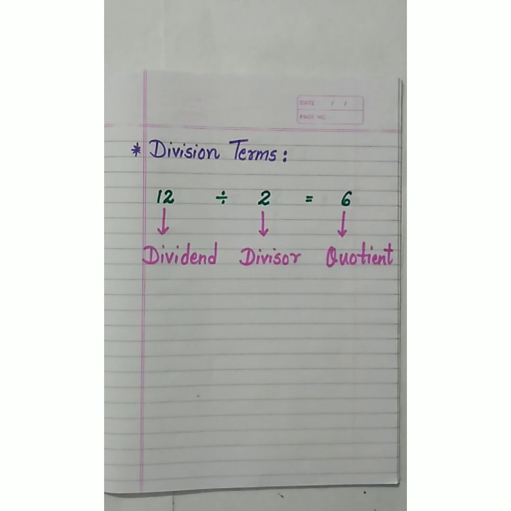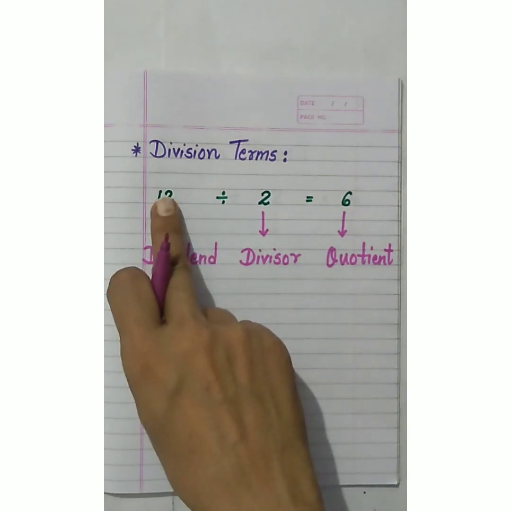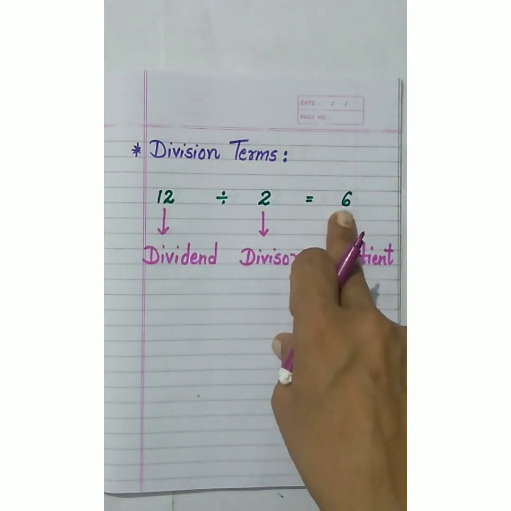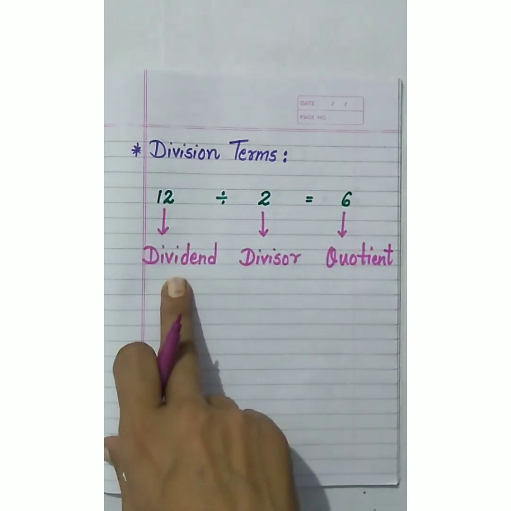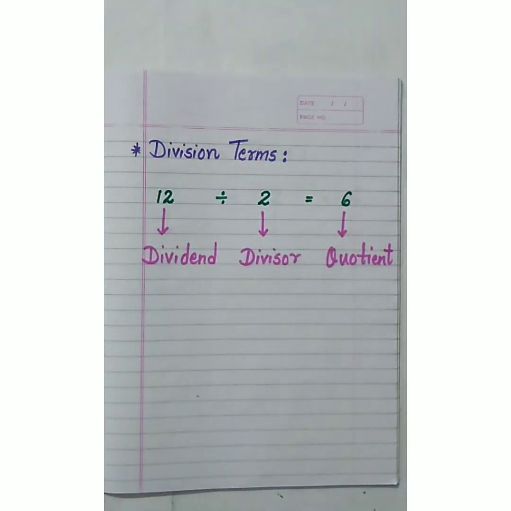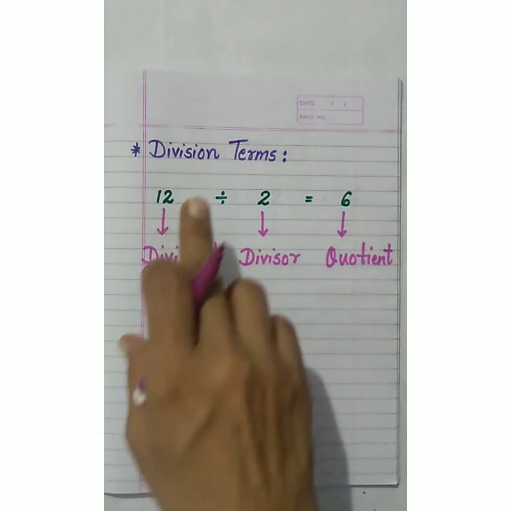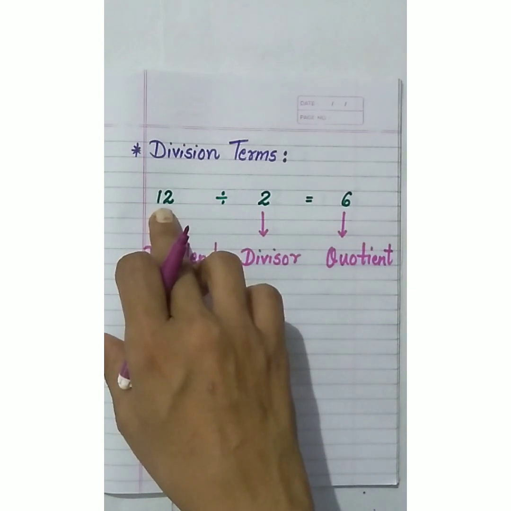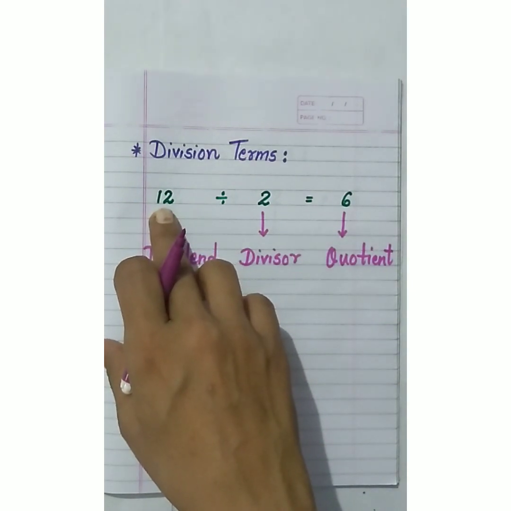Let's see the terms of division. 12 divided by 2 is equal to 6. Here 12 is our dividend. The number which is to be divided is called the dividend. Here we will divide 12. So 12 is our dividend.